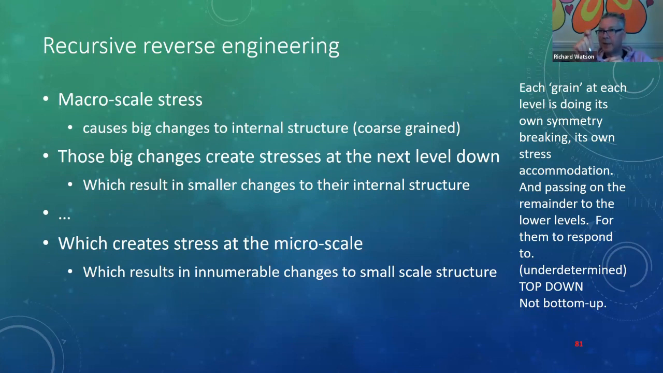Now the gene expression of this cell in this blood vessel, in this organ, in this limb needs to be different because of the macro scale changes. So the macro scale stresses are pushed down to the micro scale changes. Each grain, at each level, is doing its own symmetry breaking, its own stress accommodation, and passing on the remainder to the lower levels for them to respond to. Each level's response is not determined by the top, it's underdetermined, but it is top down, not bottom up. Does it always work?